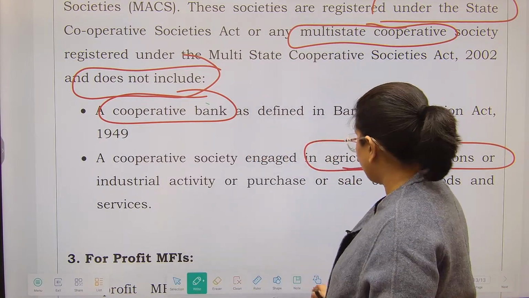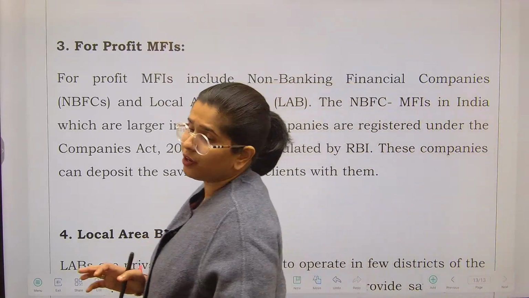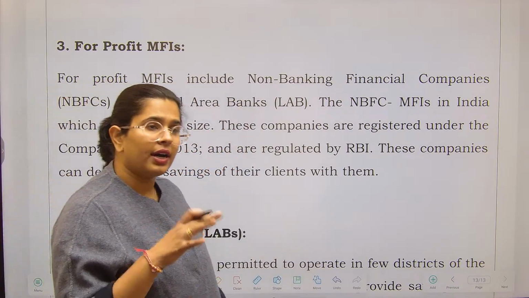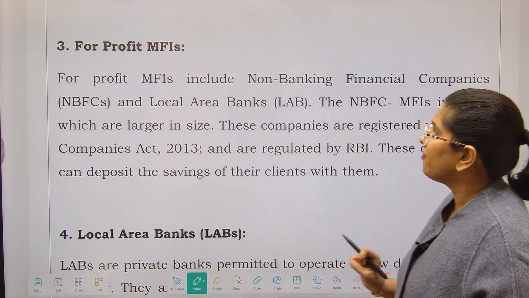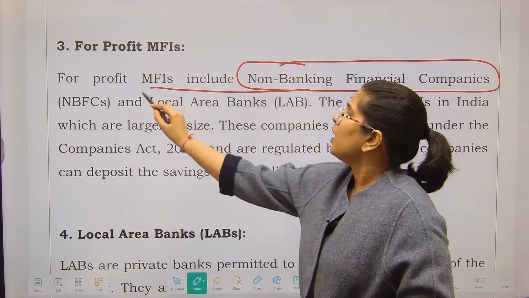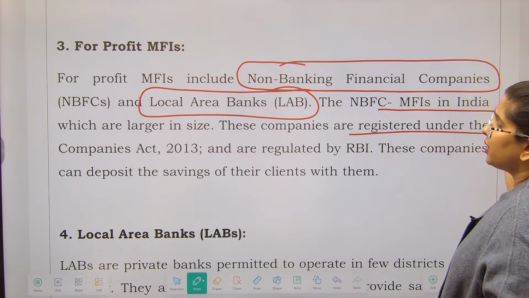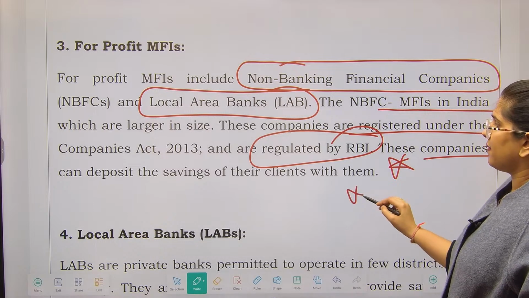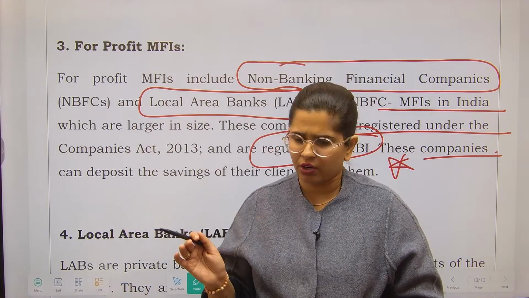And then lastly we have the for-profit microfinance institution. For-profit microfinance institutions are organizations doing the work of microfinance, but they are doing it for profit, not for anyone's benefit. They include non-banking financial companies as well as local area banks, right? These in India are larger in size. They are registered under the Companies Act 2013 and regulated by the RBI. These companies can accept deposits of savings of clients. There is again a bifurcation in it, but we are not going into that much detail.